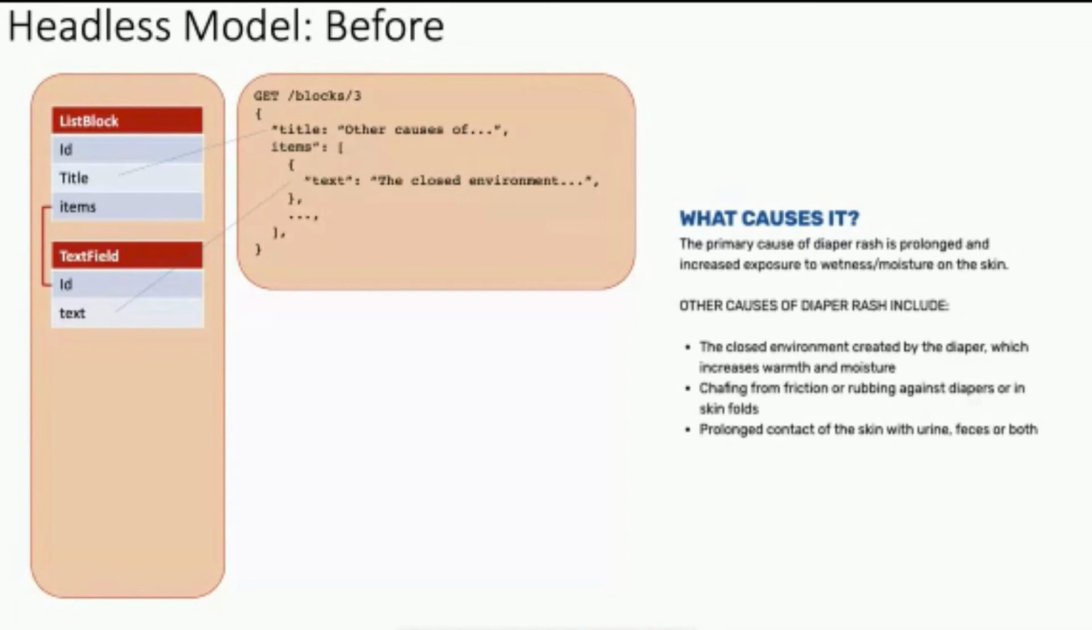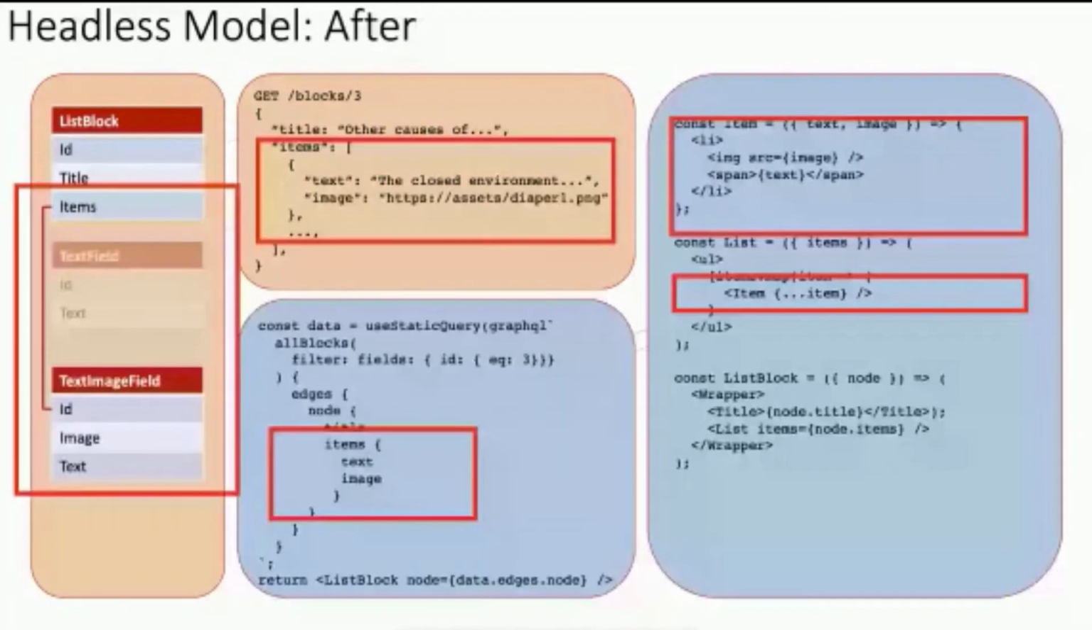So you have to change the model on the back end. You were probably using that text field somewhere, so you don't want to change that. So you create a new text image field and you change the type of the items in the list block to point to the text image field. So you've now made a change to the schema, to the data model. And then you have to update your controller to deal with that. And one thing to point out here is you've now made a change to your API. So if you have other clients that are consuming this API, they might break.